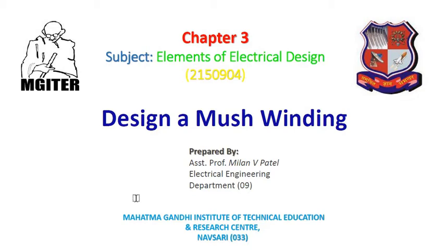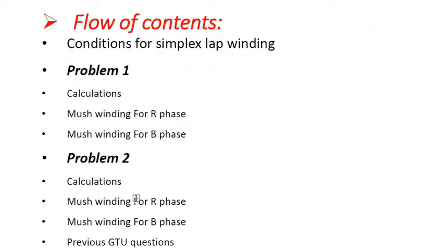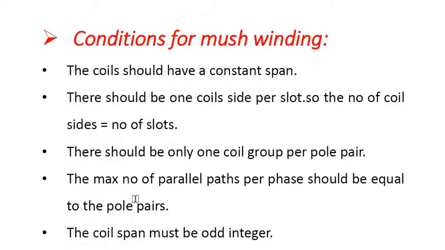Today we will discuss the design of a mass winding from chapter number 3 of the subject Elements of Electrical Design. So now the flow of contents: first, conditions for the simplex mass winding, then problem 1, then problem 2. Now, conditions for the mass windings.